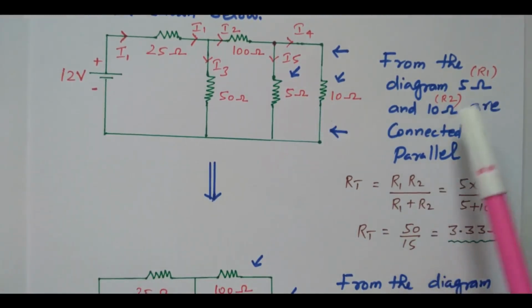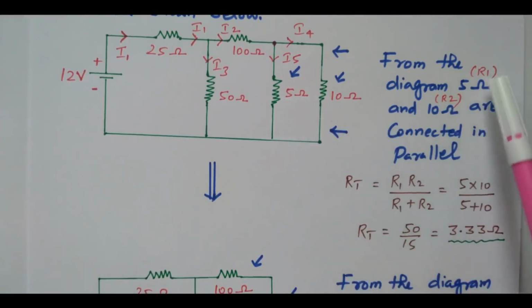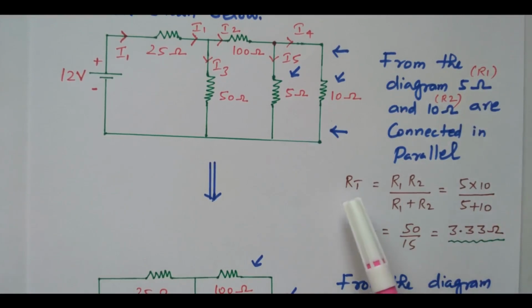So this 5 ohm and 10 ohm are connected in parallel. For simplification purpose, we assume that 5 ohm is R1, 10 ohm is R2. What is the total resistance? R1 R2 divided by R1 plus R2. This is the formula for when two resistors are connected in parallel. So 5 into 10 divided by 5 plus 10, that is 50 divided by 15, 3.33 ohm. The resultant will be 3.33 ohm.